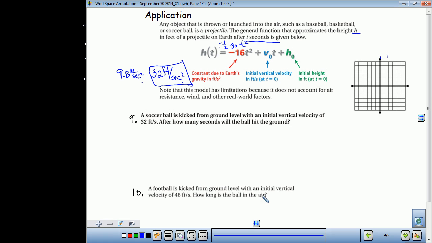With both of our problems, we're kicking a ball that's on the ground. So what would h naught be if it's on the ground? How far above the ground is on the ground? 0. But we could launch something from a different height, and we will be doing that soon.